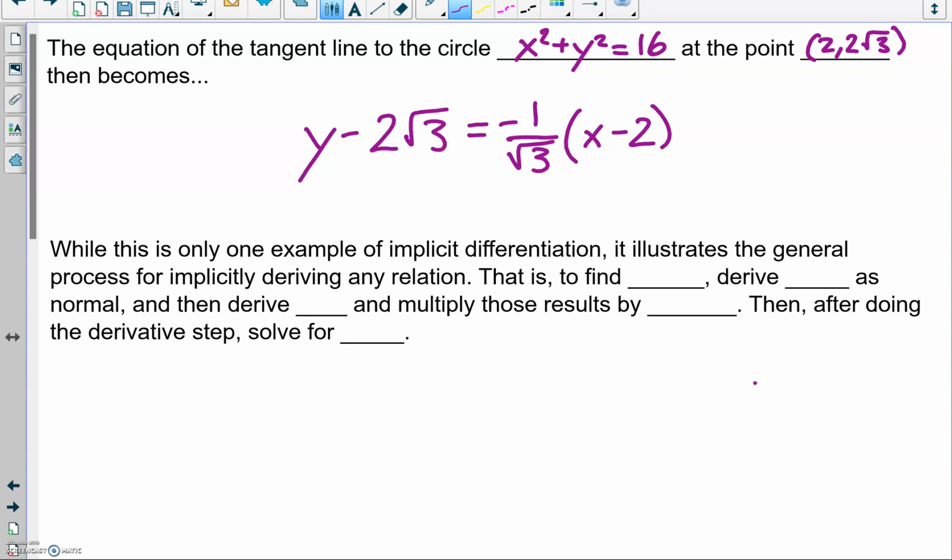So while this is only one example of implicit differentiation, it does illustrate the general process for implicitly deriving any relation. So that is, to find dy dx, you're going to derive the x's as normal. And then you're going to derive y and multiply those results by the dy dx, because again, you're thinking of the y as being like this inner function in a composite using the chain rule. That's why you always multiply by the derivative of the inner, the dy dx. Then, after doing the derivative step, you just solve for dy dx. Use some algebra.